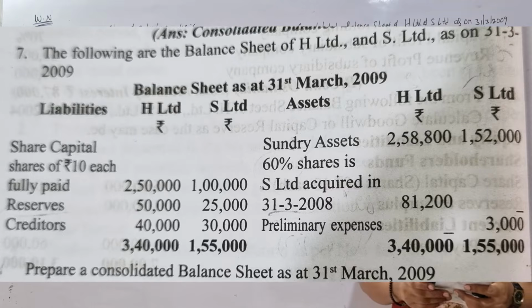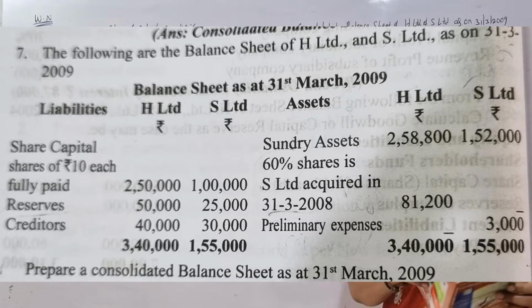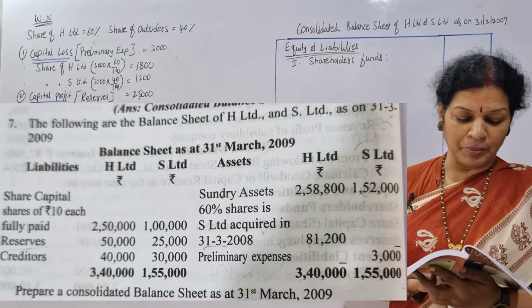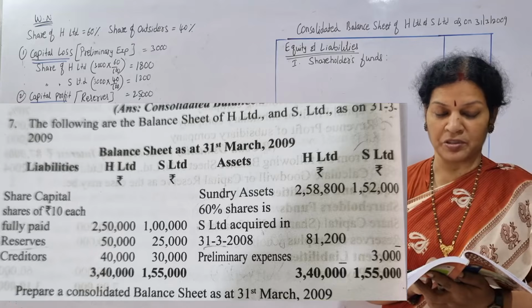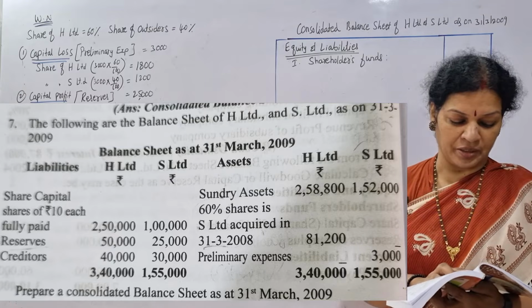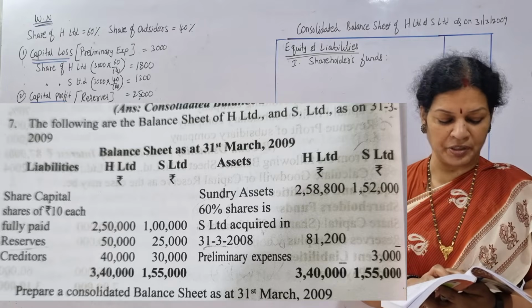You can take a screenshot or note down. This is taken from Pankaj publication, R.P. Trivedi. So the problem is given like this. The following are the balance sheets of Holding Limited, H Limited, and Subsidiary Limited, S Limited, as on 31st March 2009. Two balance sheets are given, Holding Limited and Subsidiary Limited.